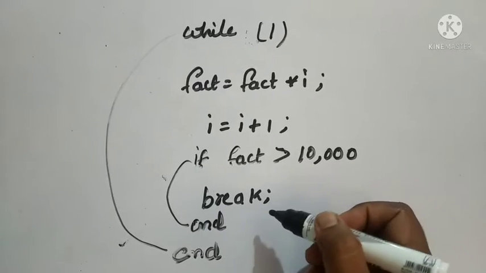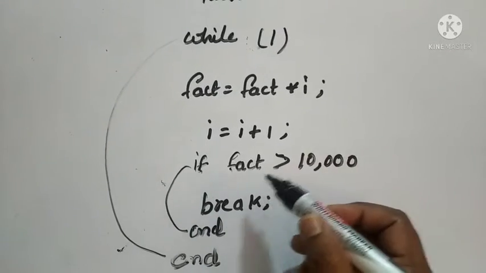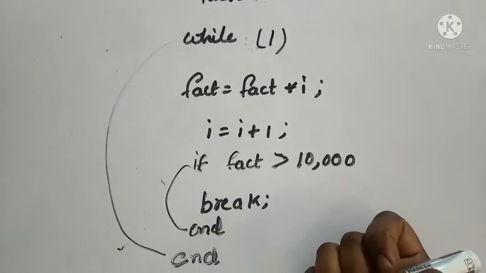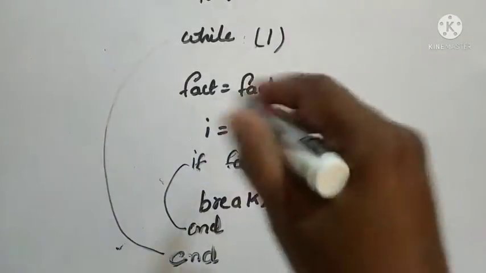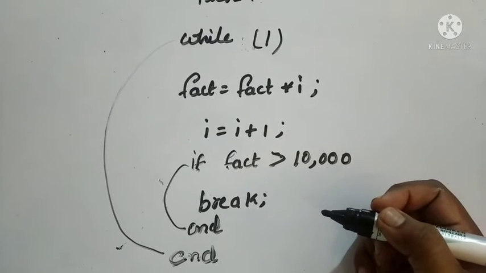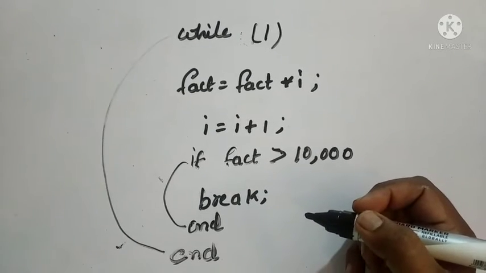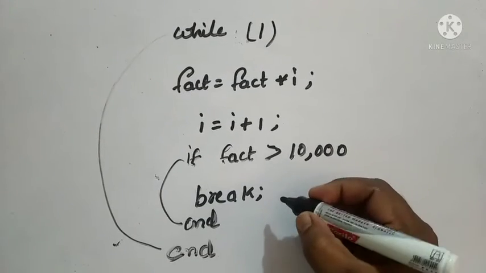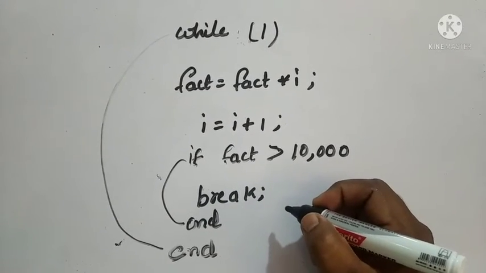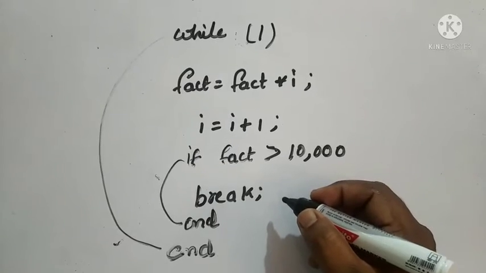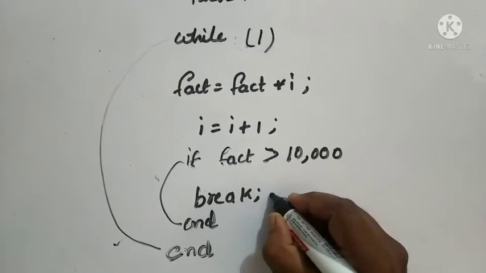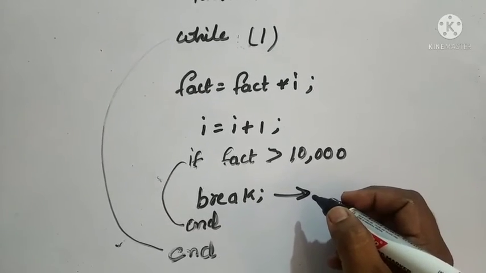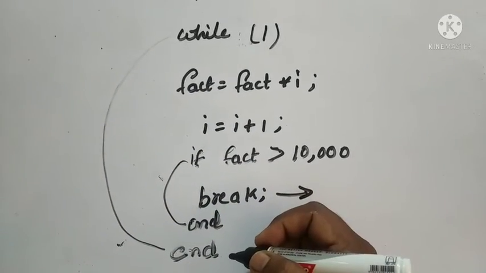Here I have used the break statement. So if the factorial value is greater than 10,000, it will come out of the loop. If it is less than that, it will go to the iterations. Okay, so what is this break statement then? The break statement will terminate the loop. Whenever the break statement is executed, it will terminate the loop within which it is present.